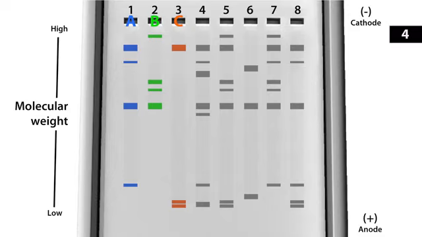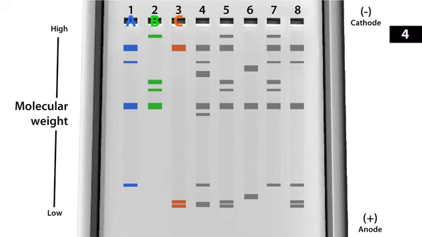So what I want you to do is look at wells 4 through 8, compare those against wells 1 to 3, and tell me if sample A, B, or C is found in well 4, 5, 6, 7, or 8, based on how far the DNA has traveled on this gel electrophoresis. So pause the video, take a few seconds to write down your answers, then we'll walk through it together.